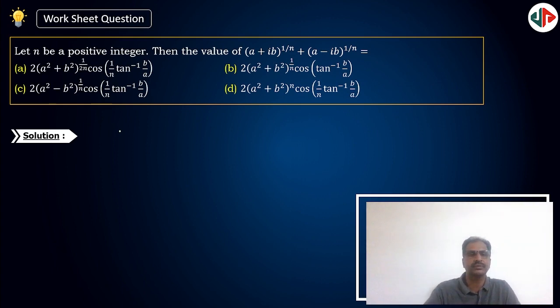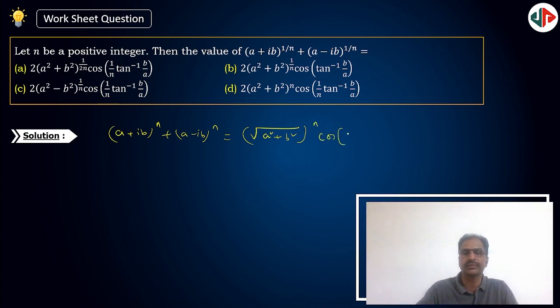This is a direct shortcut formula. (a + ib) whole power n + (a - ib) whole power n is equal to 2 times root of (a square + b square) whole power n into cos of n tan inverse b by a. This is a shortcut formula for this. Instead of n, we have 1 by n. So replace n with 1 by n, then what is it? 2 times root of (a square + b square) whole power 1 by n cos of 1 by n tan inverse b by a.